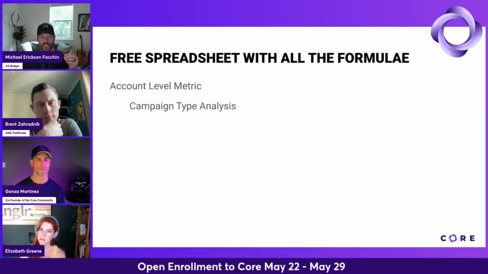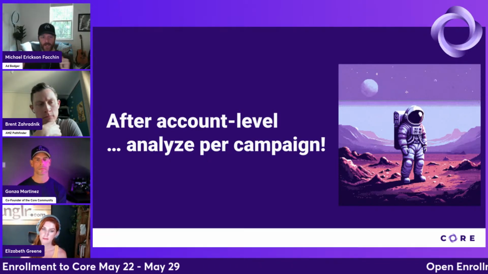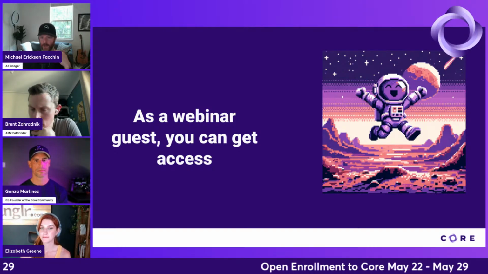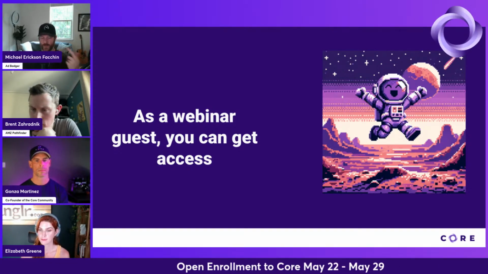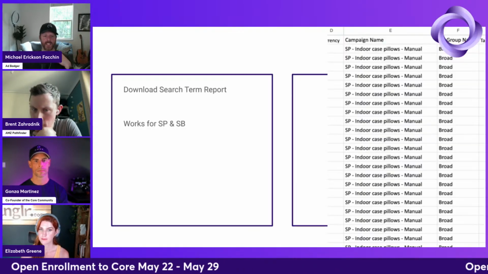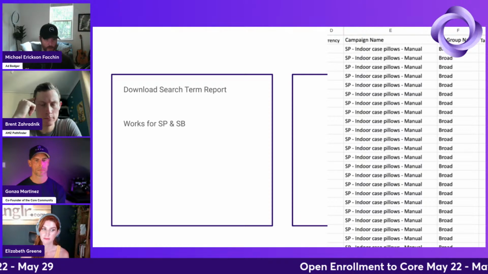So what this spreadsheet does is not only does it tell you the account level, but it also lets you analyze per campaign, which I absolutely love. So if you're on this webinar, just be checking your email. You'll get access. We'll send this out. And basically, all you have to do is download your search term report.